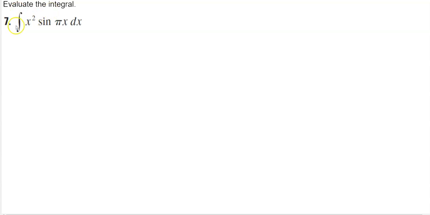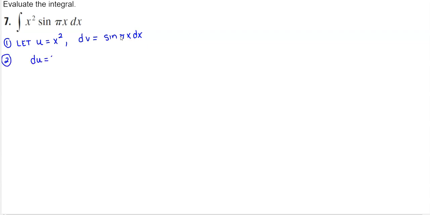Evaluate the integral. The integral is x squared times the sine of pi times x dx. And we're going to go ahead and solve this by integration by parts. So we're going to let u equal x squared, and dv is going to equal sine pi x dx. So we take the derivative of both sides.